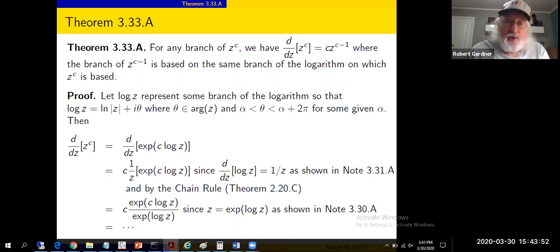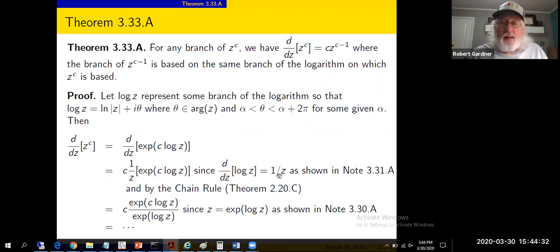Good news is you know how to differentiate exponential functions. So we should be in pretty good shape here. We know how to differentiate log functions as well. So if we take a derivative of z to the c, that is, z to the c is by definition e to the c log z based on that branch of the logarithm mentioned above. Okay, well, we got a composition of functions here. Chain rule will tell us how to differentiate. You rewrite the exponential and then multiply by the derivative of the stuff inside. The derivative of c log z is c times 1 over z. We had that any branch of the logarithm has as its derivative 1 over z.